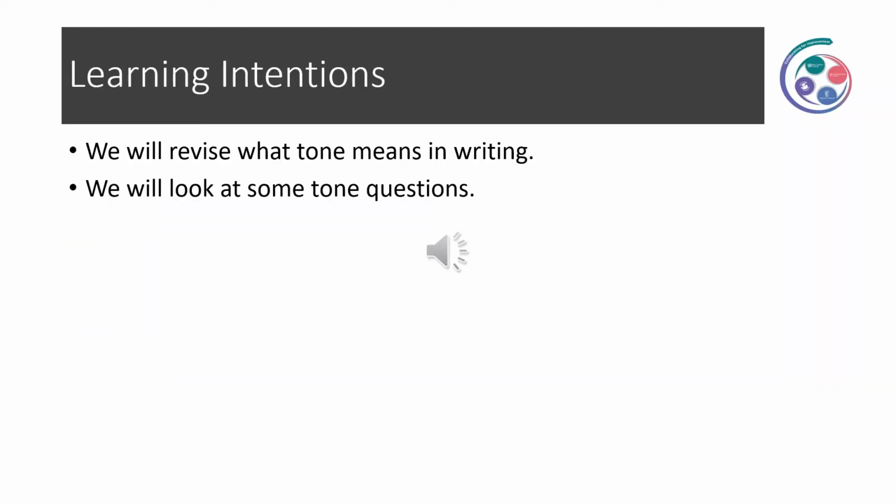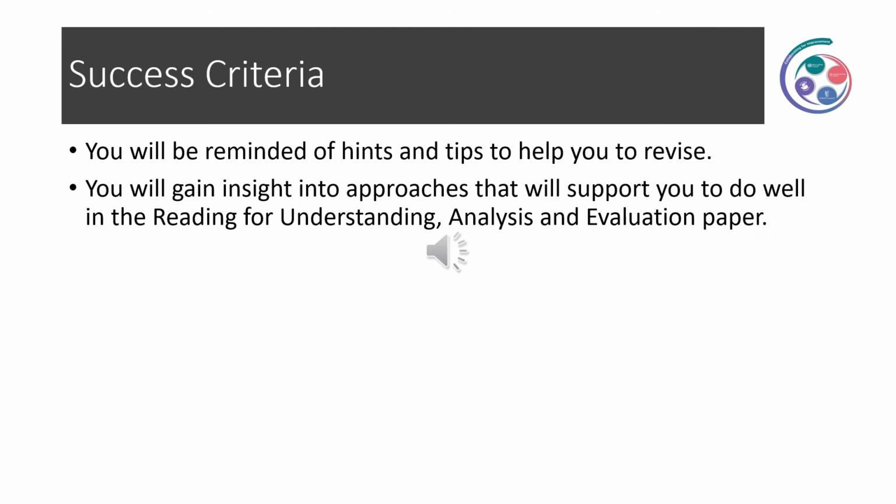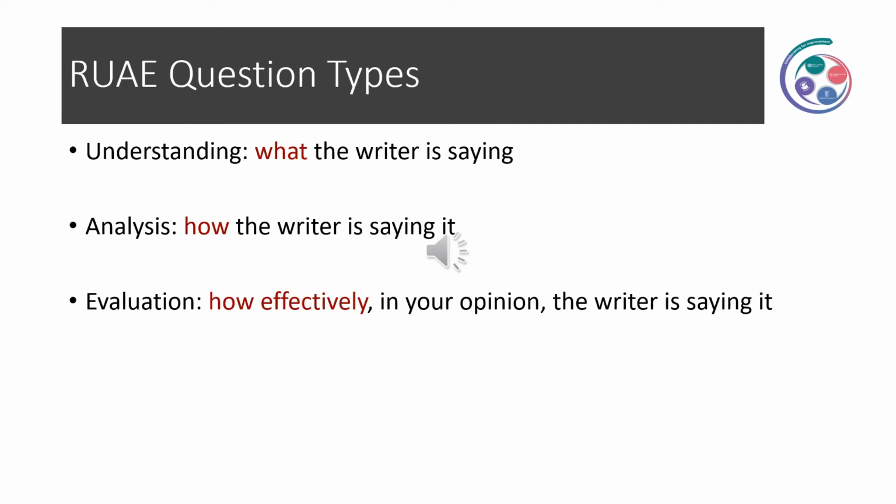Our learning intentions: we will revise what tone means in writing, and we'll look at some tone questions. Hopefully you will be reminded of hints and tips to help you to revise, and you will gain insight into approaches that will support you to do well in the Reading for Understanding, Analysis and Evaluation paper. There are three basic question types: understanding, analysis and evaluation. So we're looking at what the writer is saying, how the writer is saying it, and how effectively, in your opinion, the writer is saying it.